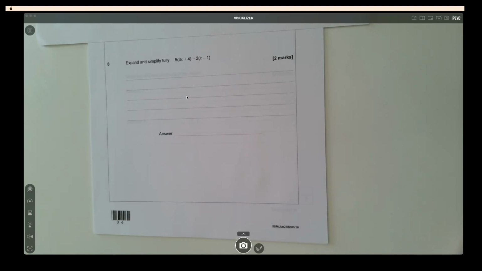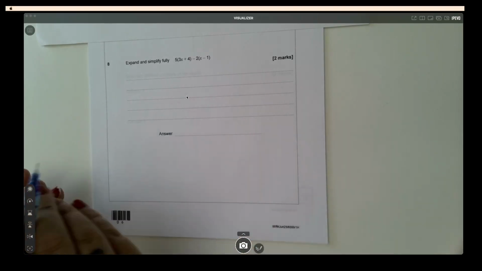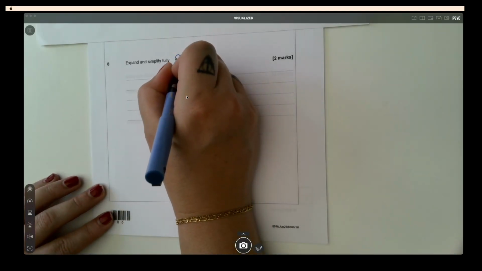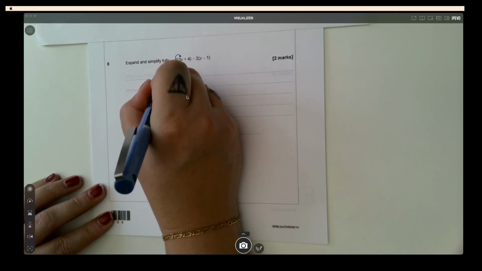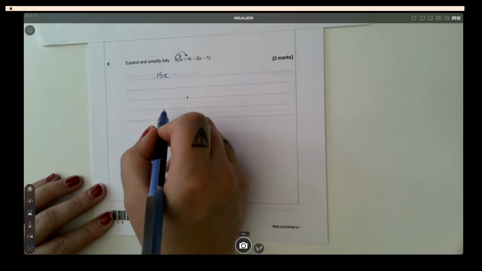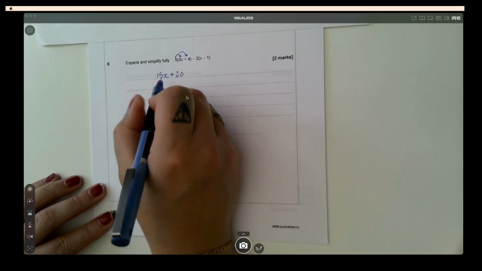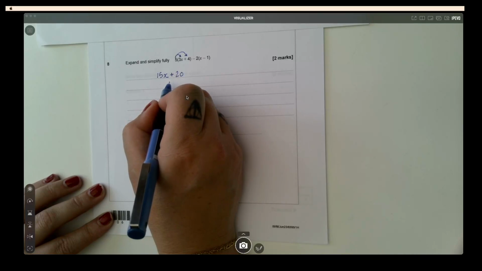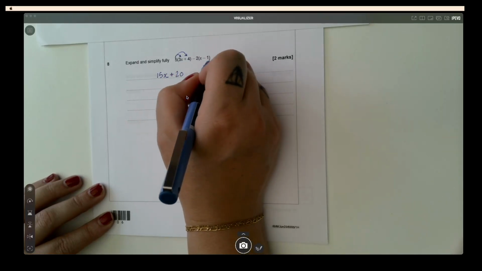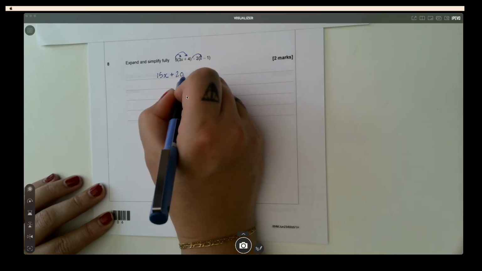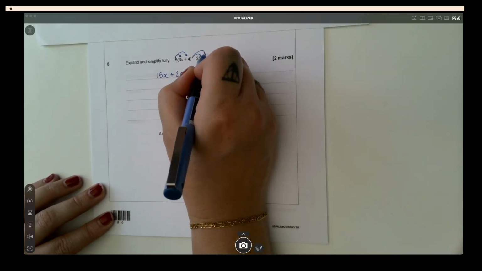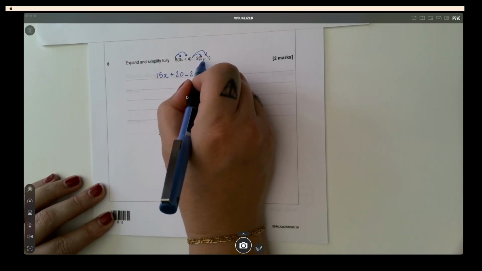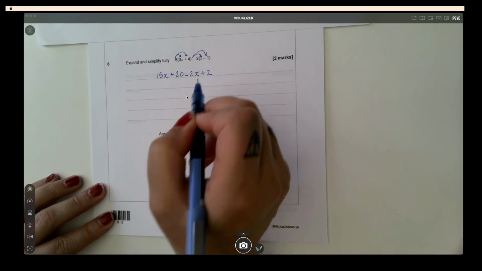Question 8. Expand and simplify fully. So remember, everything on the outside of a bracket gets multiplied by everything on the inside. So 5 multiplied by 3x is 15x. 5 multiplied by positive 4 is positive 20. And it's important that we put that addition symbol there for a positive number when we're dealing with expanding and simplifying. Moving over to the next bracket, negative 2 times x is negative 2x. Negative 2 times negative 1 is positive 2. A negative times a negative is a positive, and then 2 times 1 is 2.